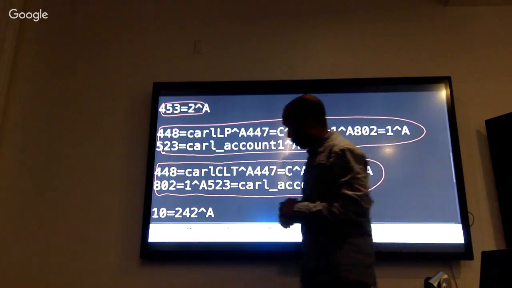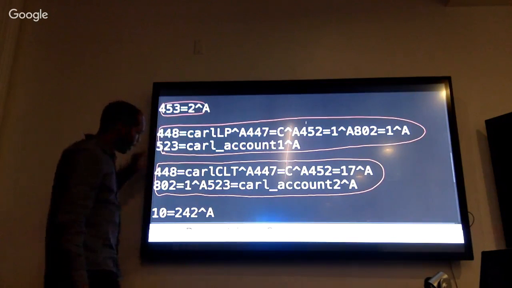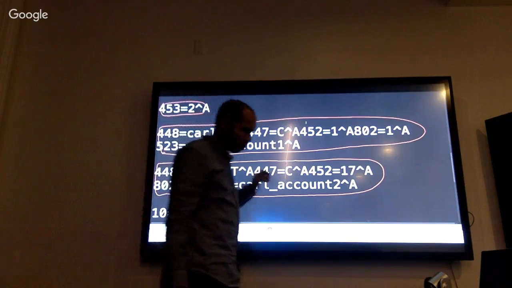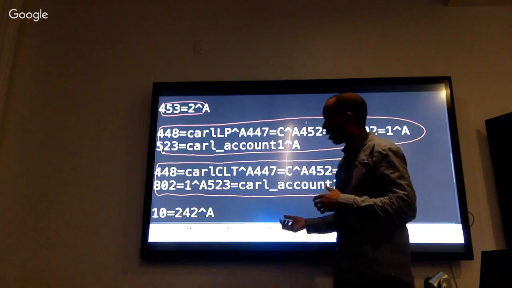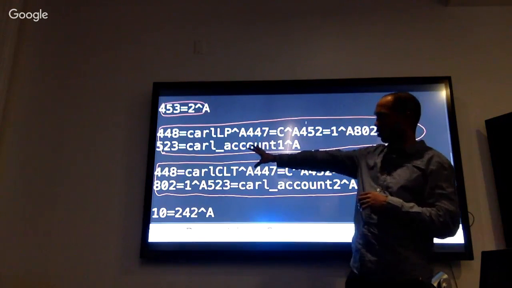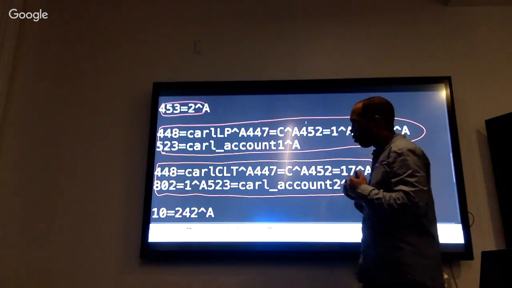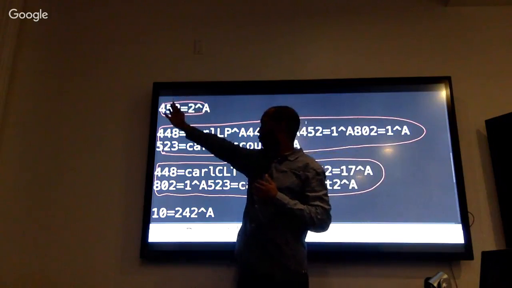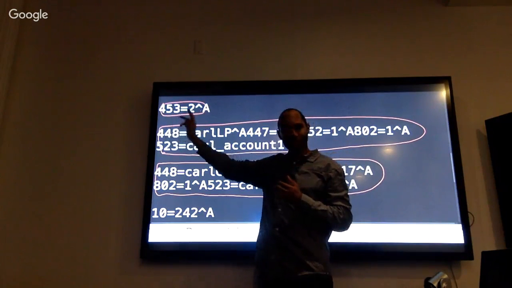So keep in mind though, I'm not saying that 448 is the tag you always look for whenever you're looking at repeating groups. I'm not saying that necessarily. In this case it is, based on the way this message is being transmitted. But what you want to do is, first of all, recognize 453 equals 2. And then recognize what the next tag is.